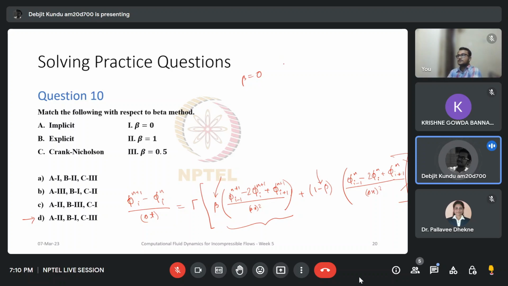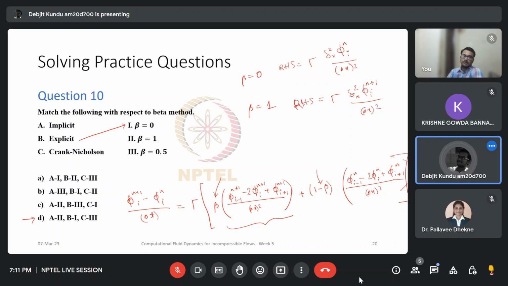only, I'll use the shorthand notation now. So I'm writing down the right hand side only. So the right hand side becomes gamma delta x square, then phi I at n divided by delta x square. And this is what happens in case of an explicit scheme. So explicit would be beta equal to 0. And then if I put beta equal to 1, the right hand side would similarly become delta x square delta I, but at n plus 1. And that results in an implicit method where there are multiple unknowns. So implicit would correspond to beta equal to 1.